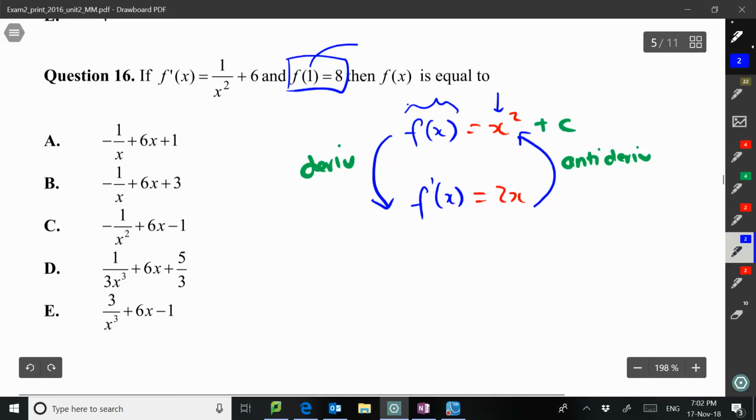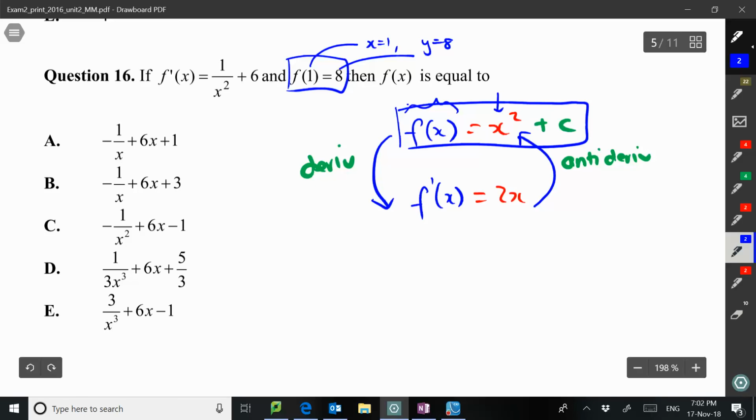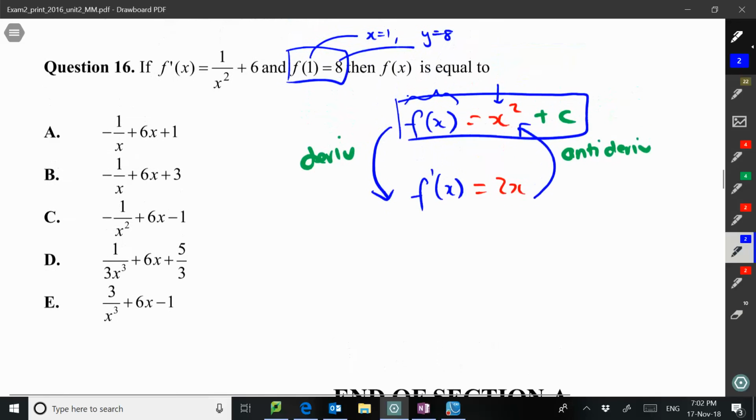They're telling you when x is 1, y is 8, but you need to find the equation for the function first. That's essentially what it is. Okay, so let that mellow for a bit. Think about it, because I'm going to do it just underneath.